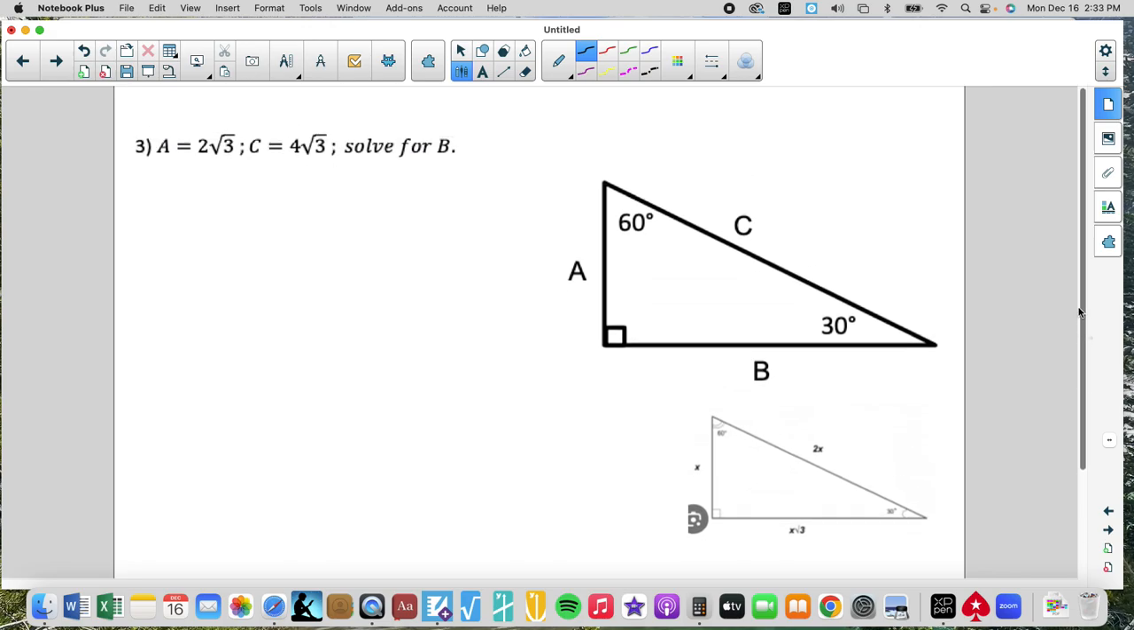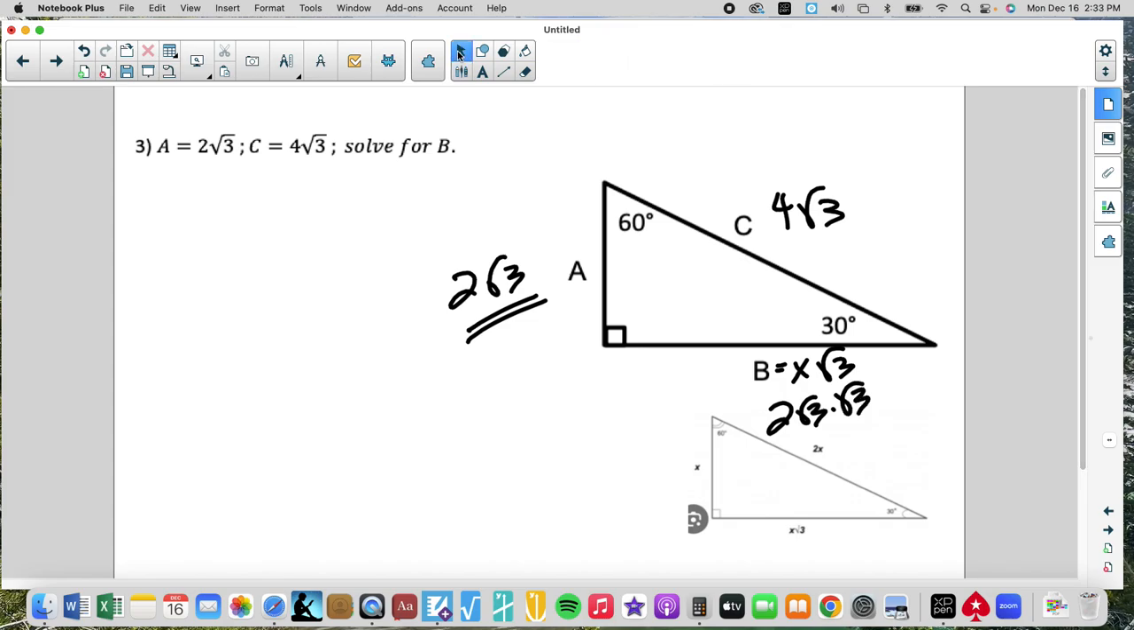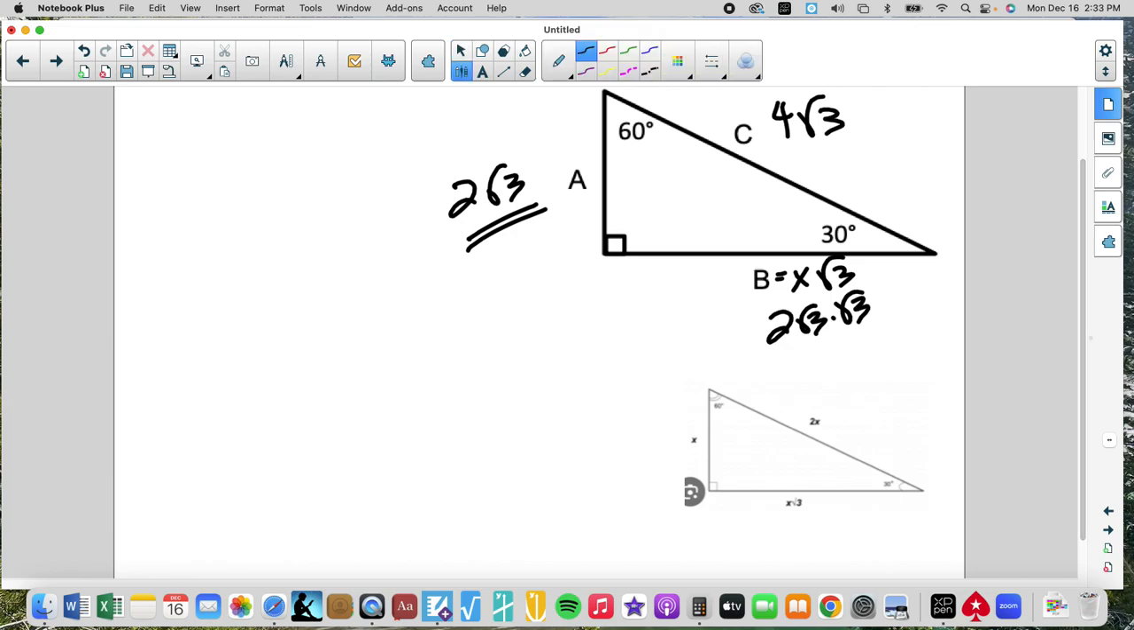So A is my short leg, 2 rad 3. C is 4 rad 3. Double this, times 2, would give you 4 rad 3. And then what is B? Remember, B is x rad 3, and this represents the x. So we're going to have 2 rad 3 times rad 3. We can multiply rad 3 times rad 3, which equals 3. 2 times 3, which is 6. So my B value is 6.